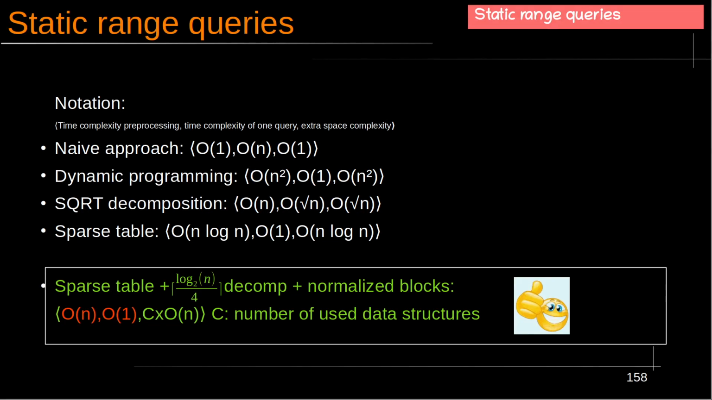We have seen until now how to solve the static range queries using different approaches. And the best approach that we have seen, this one in green here, uses the sparse table and log base 2 of n over 4 decomposition. We have to normalize the blocks, etc., which takes a single constant time for a single query and linear time for the preprocess.